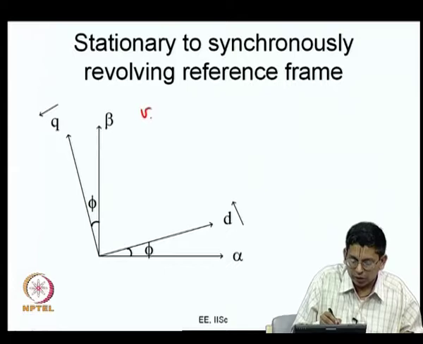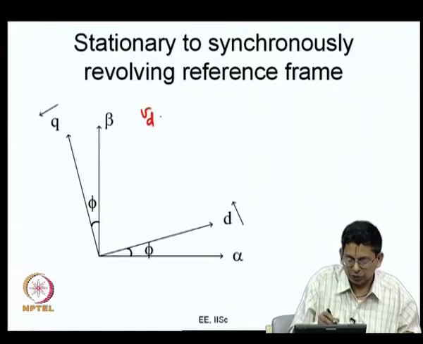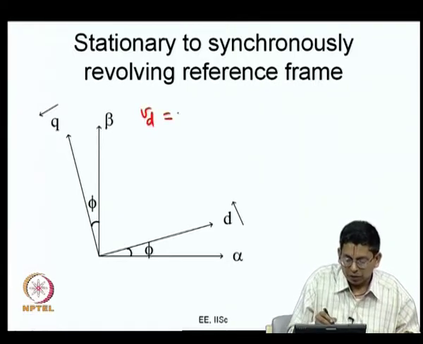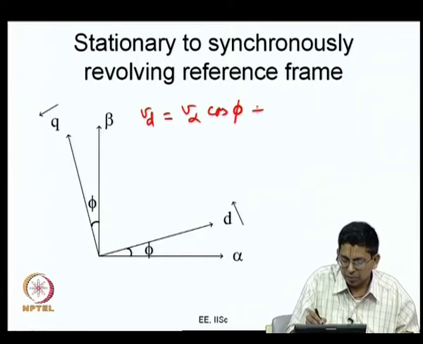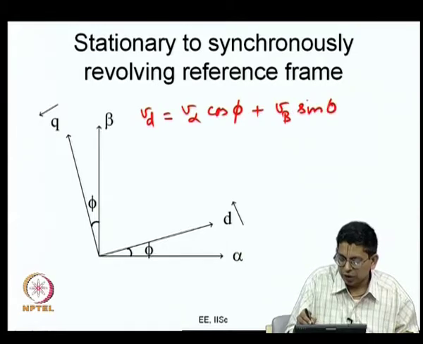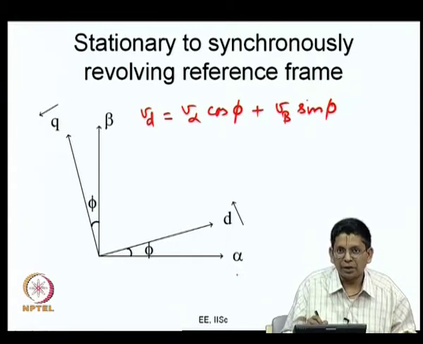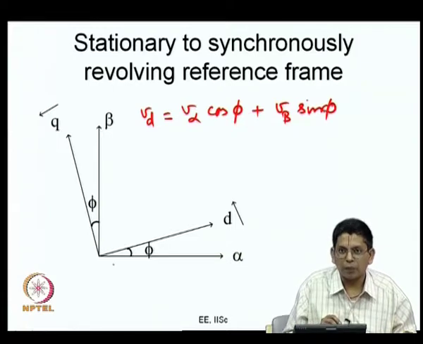What you can look at is that this d axis voltage, if you have any, will be V alpha times cos phi plus V beta times sin phi. So, given V alpha, V beta and phi, this is what you have now.